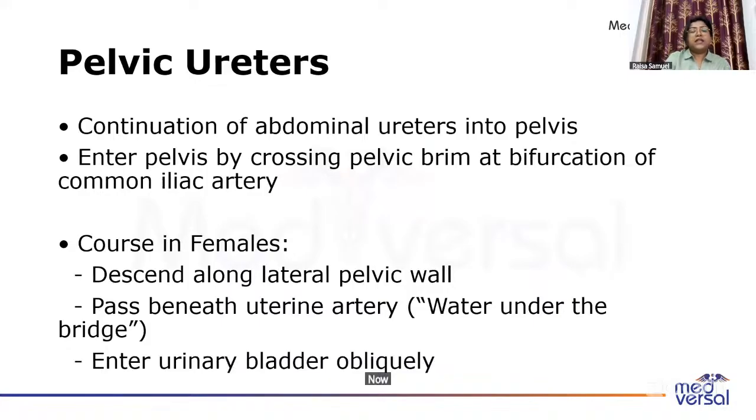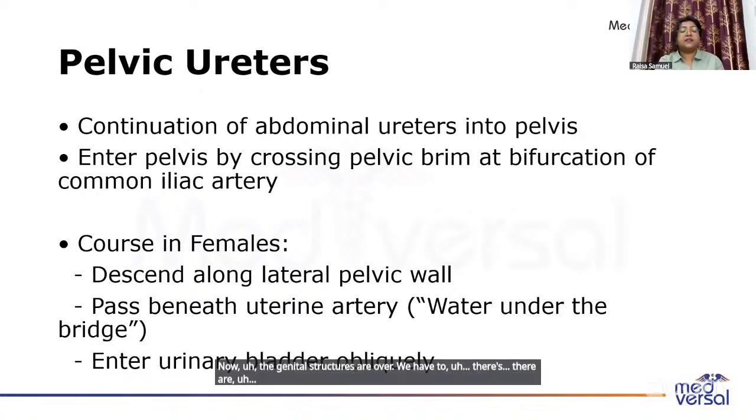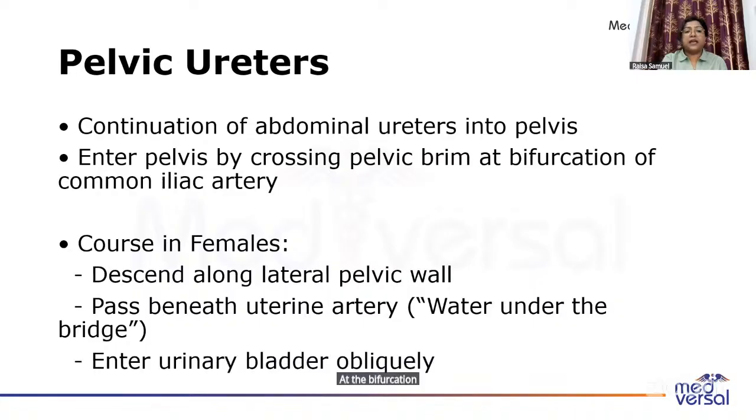Now the genital structures are over. The pelvic ureter is a very important structure which we have to know, because we often encounter this in our surgeries. The pelvic ureter is the continuation of the abdominal ureter into the pelvis. It enters the pelvis by crossing the pelvic brim at the bifurcation of the common iliac artery.